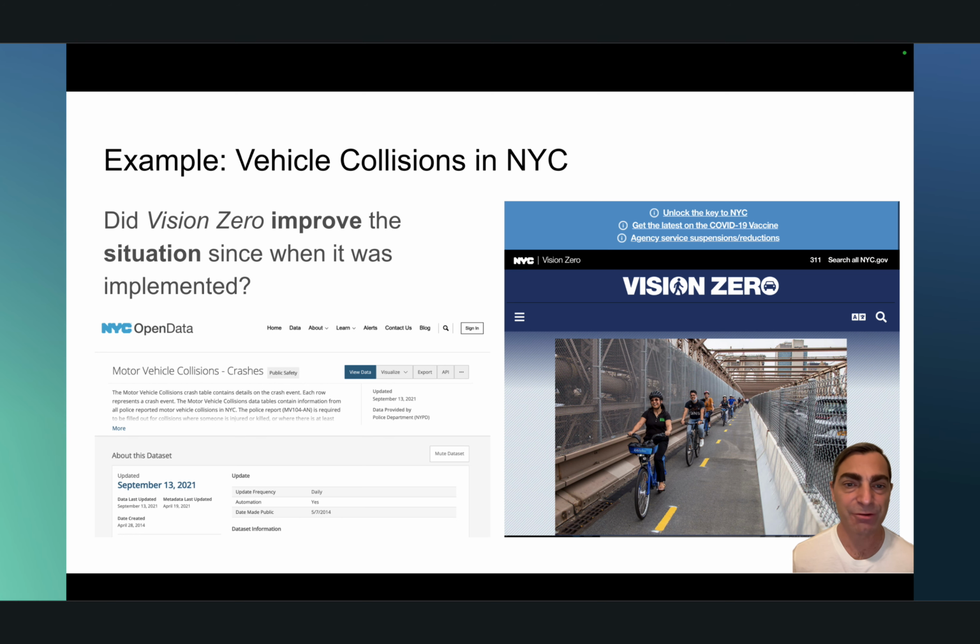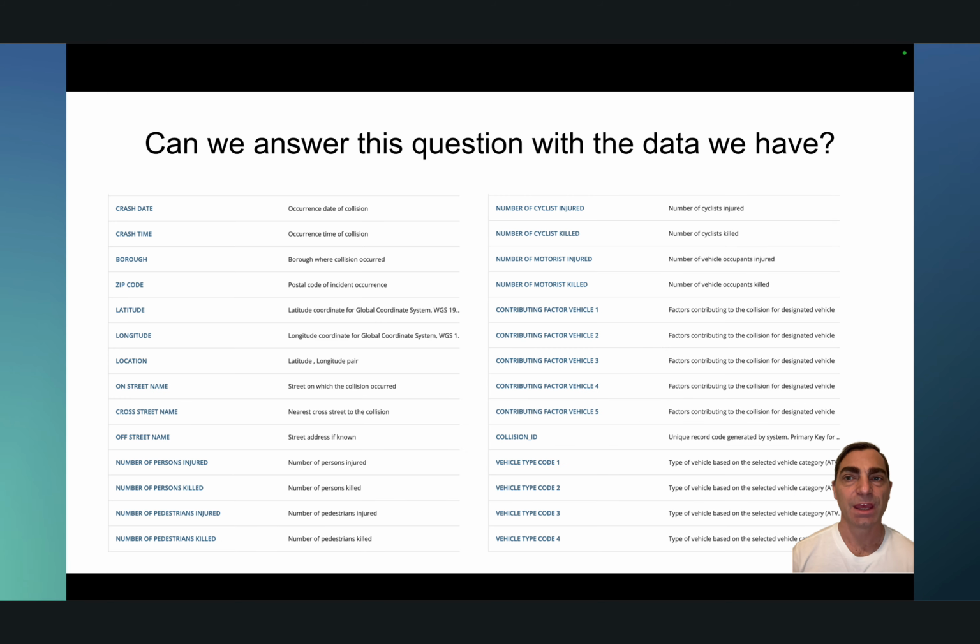So there's this very interesting and thorough data set that contains information about every single collision, with a lot of different properties about these collisions. Now let's imagine that we have a very broad question, which is, did Vision Zero improve the situation since when it was implemented? You can imagine someone having this very high level question. And the first question is, can we answer this question with the data that we have?